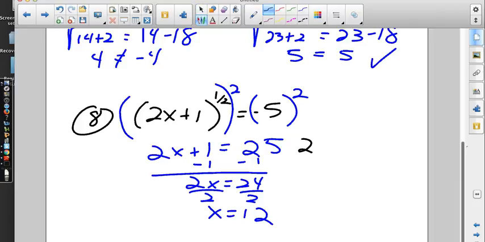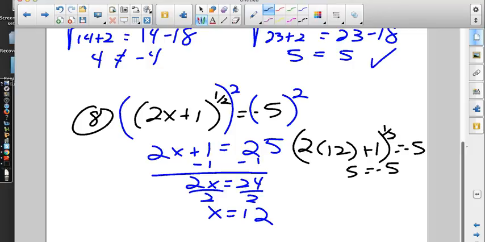Let's figure it out. 2 times 12 plus 1 to the 1/2 power equals -5. That's 25, and the square root of 25 is 5 for the principal root, because they didn't have a minus up here. This means they're saying they just want the positive one. It doesn't work. 5 does not equal -5. So this has no real solutions.